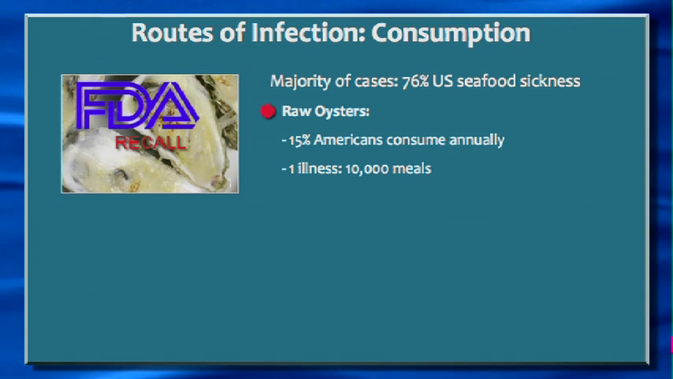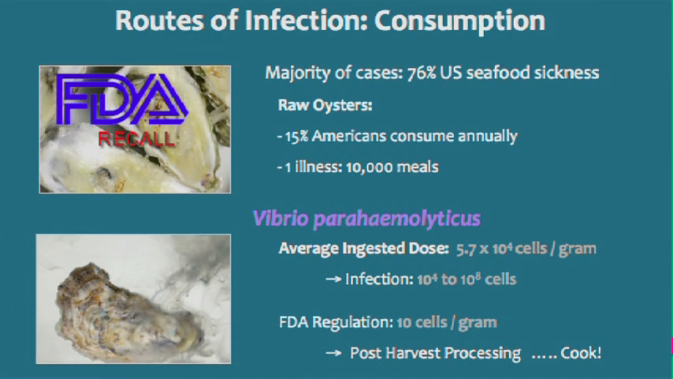Our culprit here is usually the oyster, the raw oyster. So about 15% of Americans consume oysters annually, but I'm not trying to cause too much alarm here because we only usually see an illness in every 10,000 meals. So if you like your oysters, that's fine, go at them. The culprit here is usually Vibrio parahaemolyticus. They're usually associated with these consumption cases.